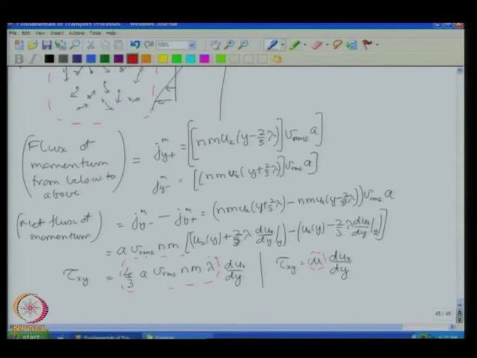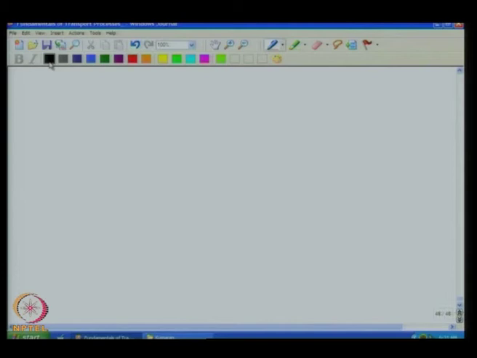So, therefore, the viscosity is approximately Vrms n m times lambda. That is the viscosity of a molecular gas. So, the viscosity is equal to some undetermined constant, let us call that A, times n m Vrms times lambda.